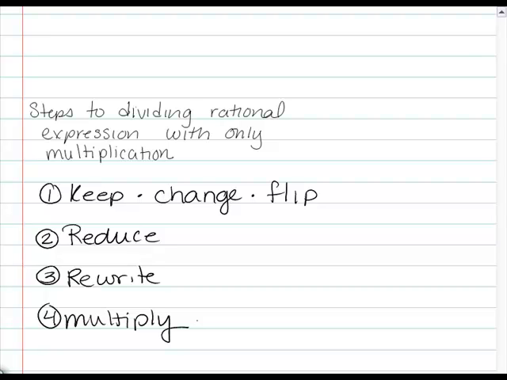Okay, so as you can see, again, the steps between multiplication and division are basically the same. You just have to add that one step of keep, change, flip. After that, it's identical to what we were doing in our previous video.